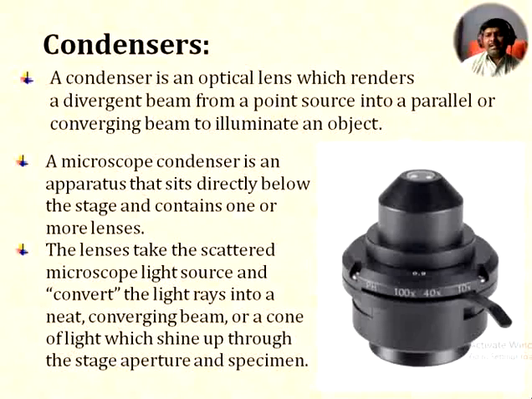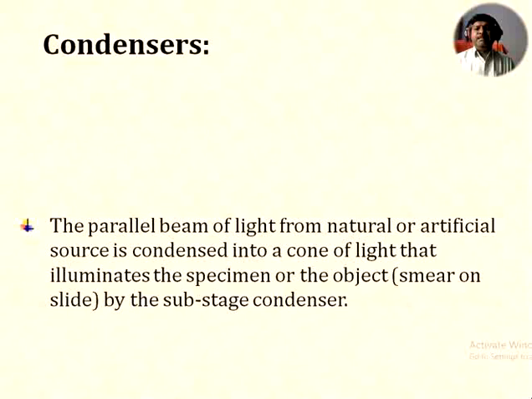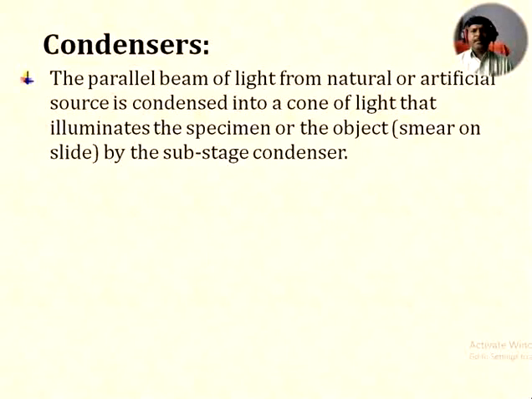Is it okay? That means at the base there is a light source, and the condenser will collect the light from the light source and make a cone of that light, and that will illuminate the object or specimen. Now the parallel beam of light from a natural or artificial source is condensed into a cone of light that illuminates the specimen or the object.